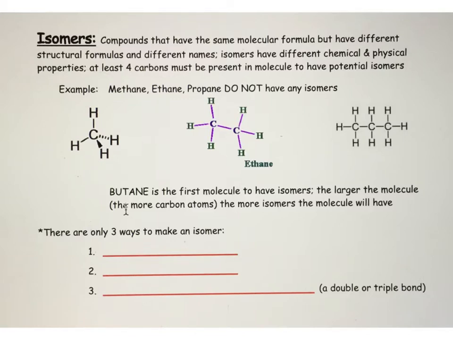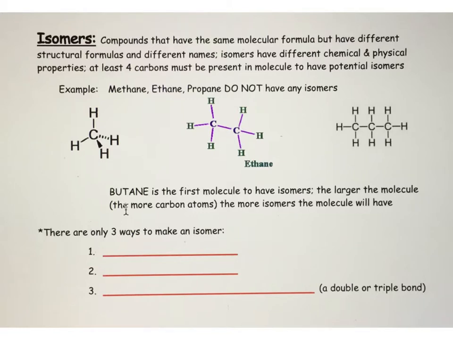Iso, the prefix, means same. You may have talked about in math isosceles triangles, so triangles with the same angle. So isomers are compounds that have the same molecular formula, meaning the same number of each type of element. So they might have 4 carbons and 10 hydrogens, but they have a different structural formula. So the elements are arranged differently, and because they're arranged differently, they have different names, and that also means different physical and chemical properties.